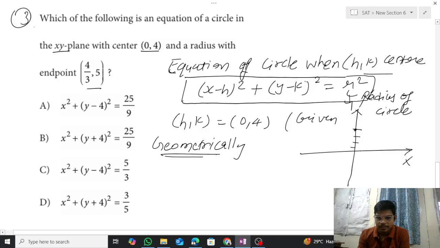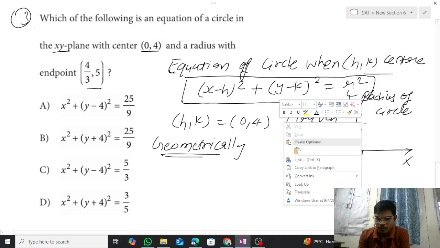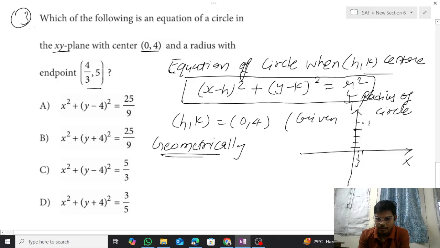So suppose this is my 1, so the 1 will be here. So 4 by 3 will be something here. This is 4 by 3 and 4 by 3 comma 5, this is 5. This will be 4 by 3 comma 5. Okay, so this is the end point of the circle. If I draw the straight line with the center and the given point 4 by 3 comma 5, I can draw a circle.